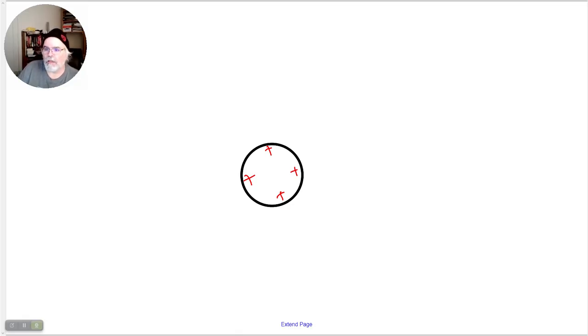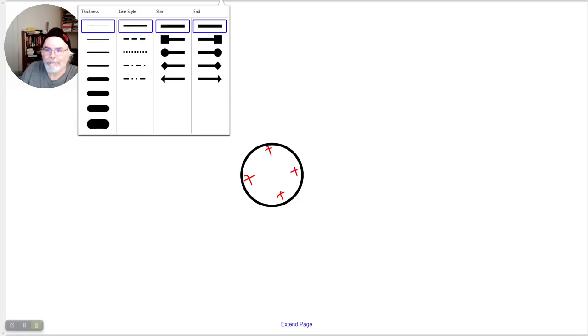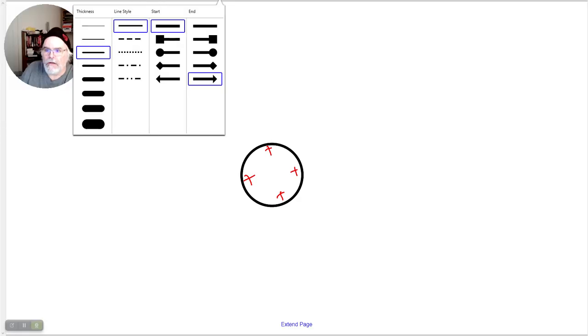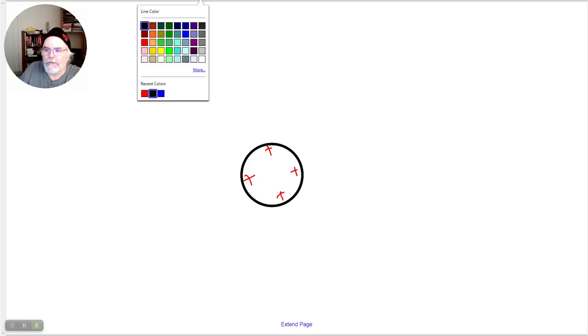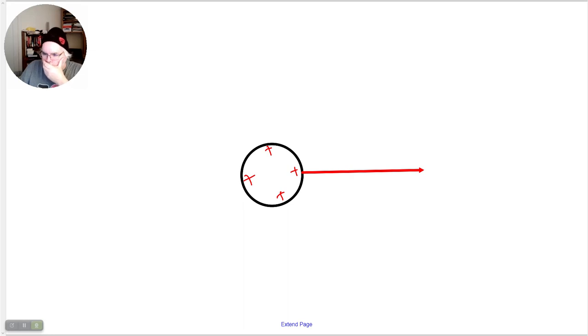And we look at the field lines. I'm going to draw the field lines radiating out from this. Okay, field lines. In just a second here, I'll get some field lines out there for you.